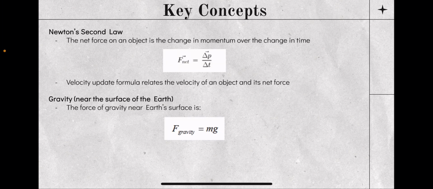Going into the key concepts from this lab, one of the first concepts is Newton's second law, which states that the net force is equal to the change in momentum over the change in time. Then the velocity update formula relates the velocity of an object to its net force. Another key concept is gravity near the surface of the Earth, where the force of gravity is the mass of the object times gravity, which is negative 9.81 meters per second squared.